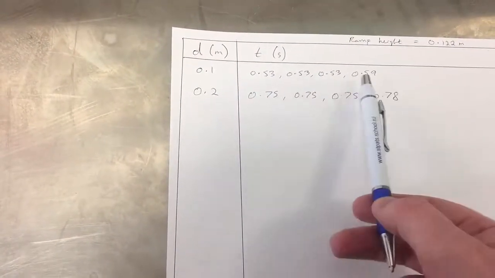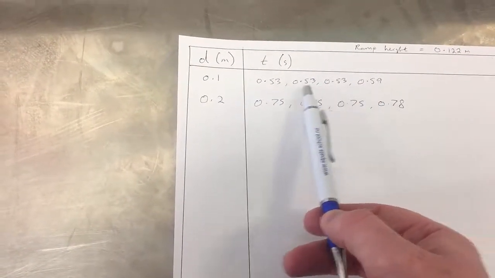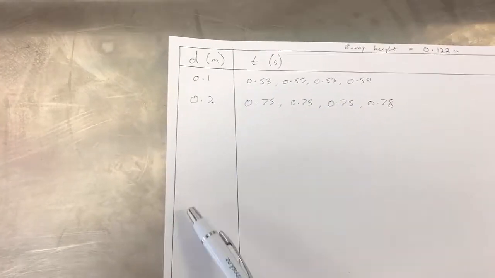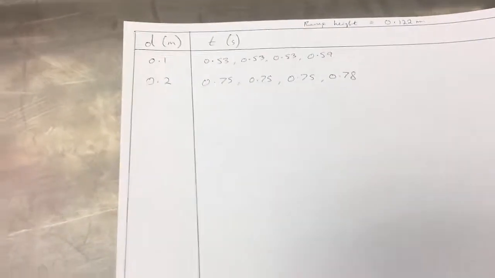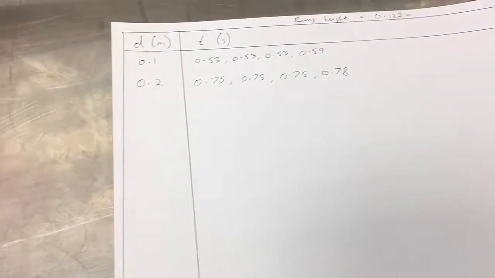if I do identify an outlier and remove it, then we'll have a good number of times to work an average out from. So now I'm going to continue doing my times all the way up to a meter, and fill in this data table.